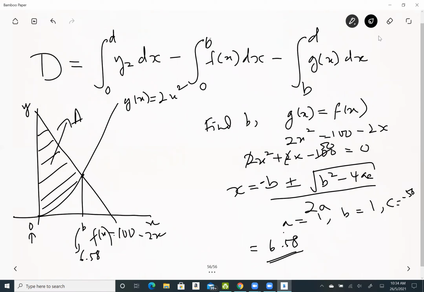Okay, I got it. So what is the upper area? So you have to make the adjustment. You need the area from 0 to B of f of x. That will form the biggest area, or the upper area. And then you have to subtract the area under g of x. So area A is the area from 0 to 6.58 of f of x.